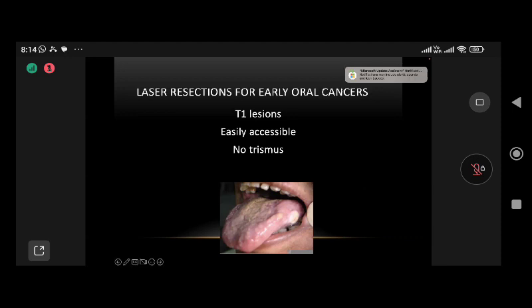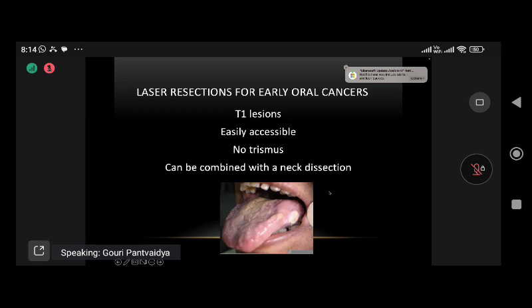Now, laser resections for early cancers are done, if you have a laser machine, for very, very small lesions. Generally, the bleeding that occurs with lasers is a little higher, so we don't even generally use it for T2. We generally use it only for T1. They should be easily accessible with no trismus. These laser resections can also be combined with a neck dissection. Laser is just a form of cutting instead of a cautery. So if you want to do a laser resection, it does not mean that you cannot do a neck dissection.